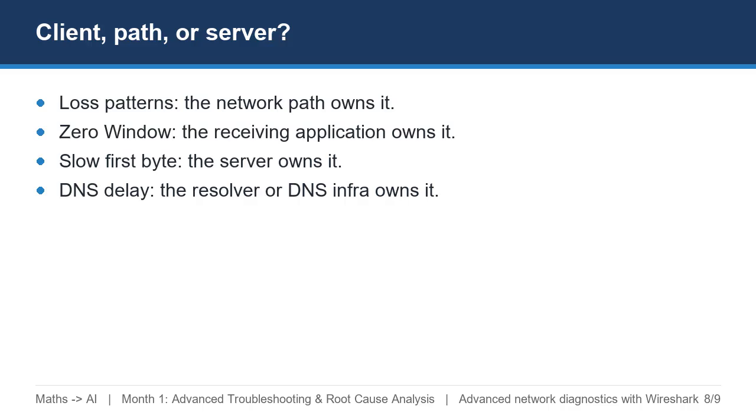Bring it together into an attribution. Loss patterns, retransmissions and DUP ACKs mean the network path owns the problem. A zero window means the receiving application owns it. A slow first byte after a clean handshake means the server owns it. And slow DNS responses mean the resolver or DNS infrastructure owns it. Your job is to read the capture, pick the pattern, and hand the ticket to the right team with the packets that prove it.